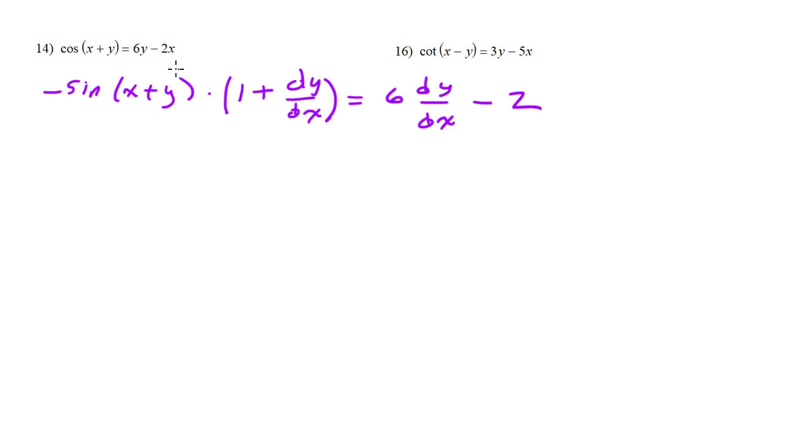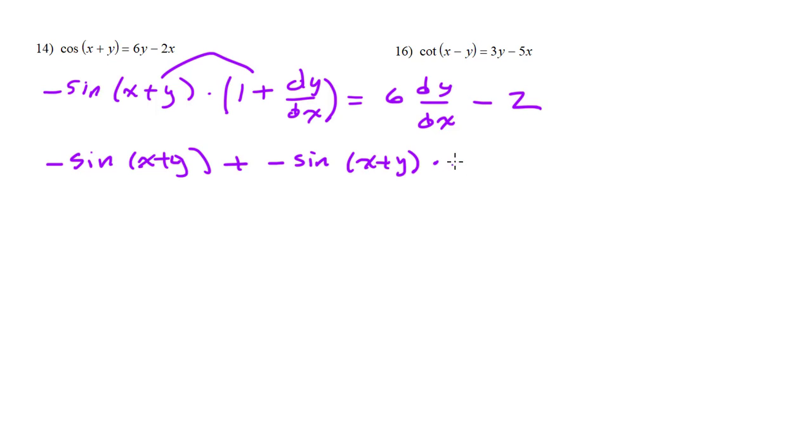Now the problem here is that the negative, this is going to get multiplied by this. And we got a dy/dx in here, so let's multiply this out. We have negative sine(x plus y) multiplied by 1 plus another negative sine(x plus y), and that is multiplied by dy/dx. So basically I distributed this term to both of these. On this side I have 6 dy/dx, and I have minus 2 here.